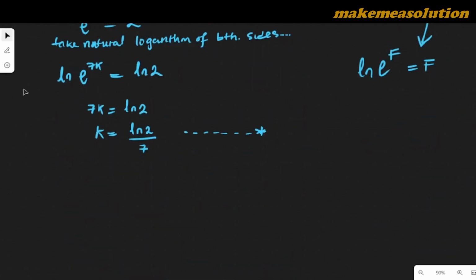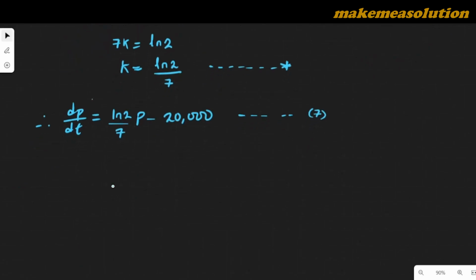So according to the model, if you pause the video and check it again, you will discover that dP/dt is equal to kP, which is (ln 2)/7 times (P - 20,000). Okay, so let's continue. This is my equation 7. I want to keep going, so I'm going to solve it now.